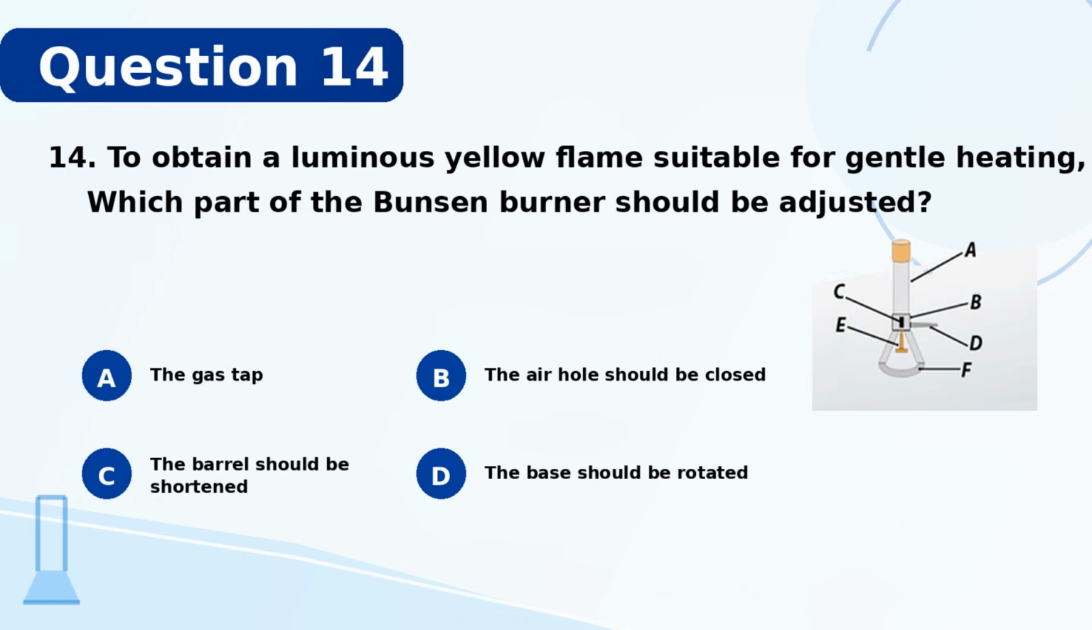Now the other options are not correct because the gas tap controls gas supply, the barrel is not shortened, and rotating the base is not the correct adjustment. You see, air closed helps to produce a yellow flame and air open helps to produce a blue flame. Always remember that when it comes to the Bunsen burner.